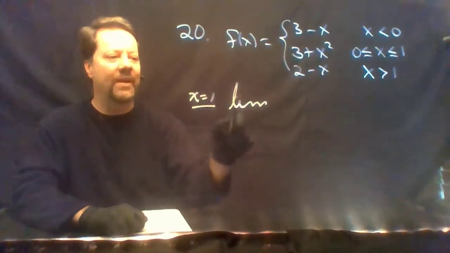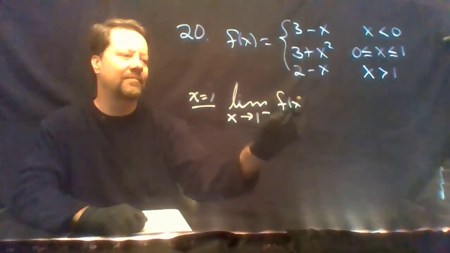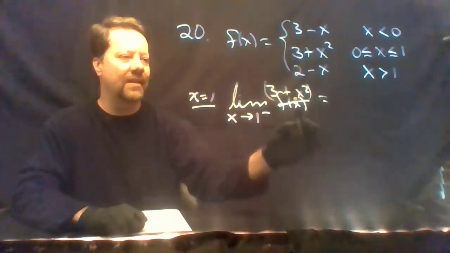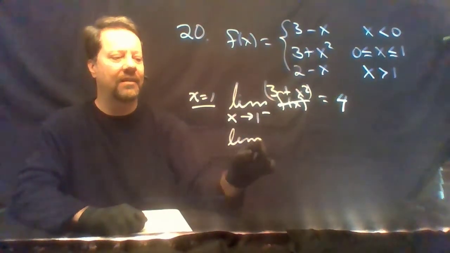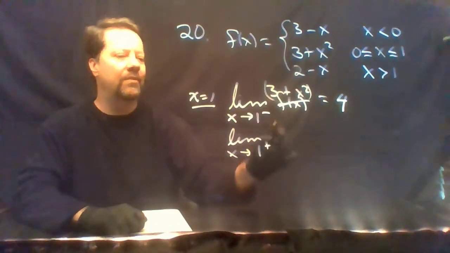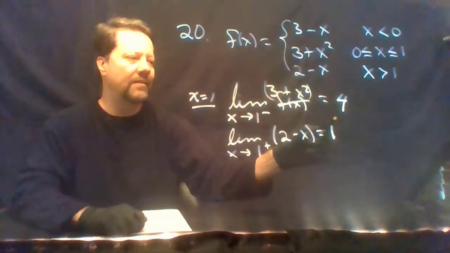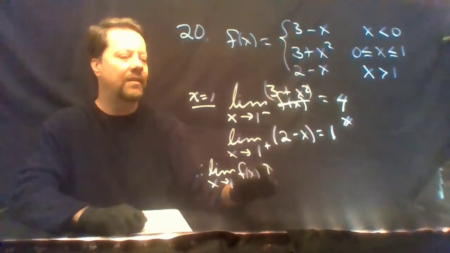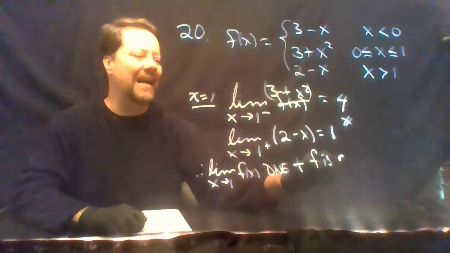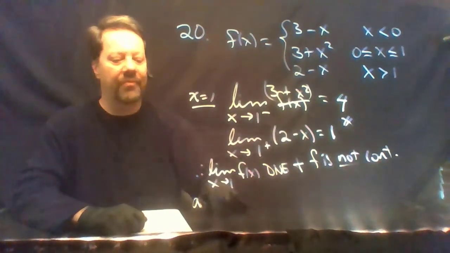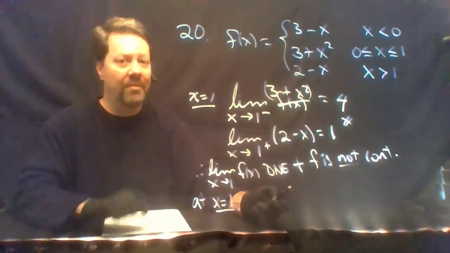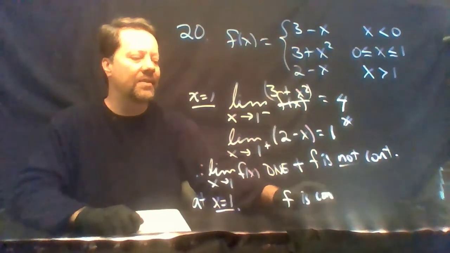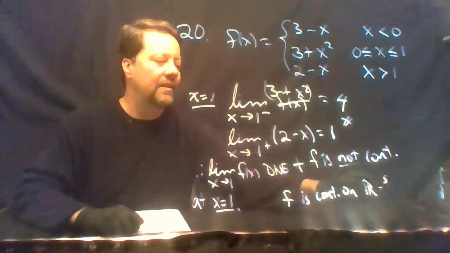At x equals 1, when we take the limit as x goes to 1 from the left, to the left of 1, we use 3 plus x squared. As x goes to 1, we get 4. Take the limit as x goes to 1 from the right. To the right of 1, we have to use 2 minus x, which gives 1. These limits are not equal. Therefore, the limit as x goes to 1 of f of x does not exist, and f is not continuous at x equals 1. But to answer this question, we have to state where this function is continuous. f is continuous on the entire real line except at 1.